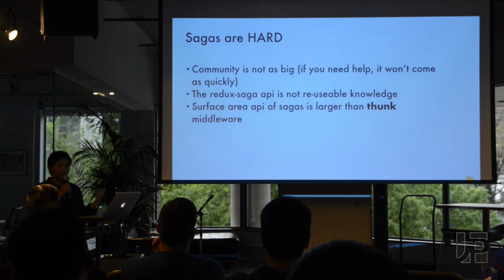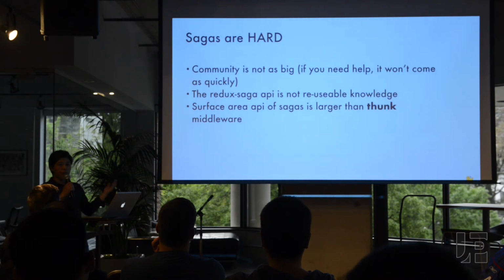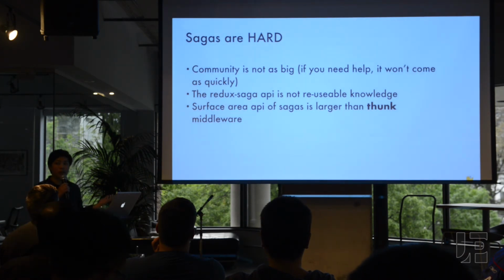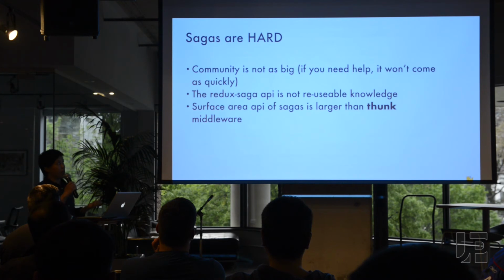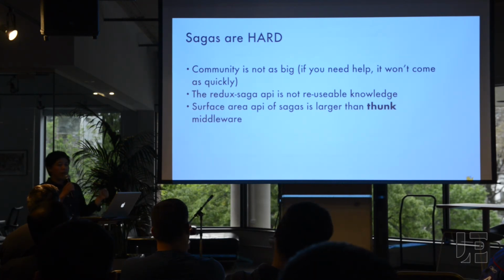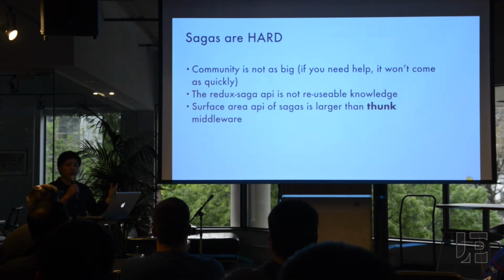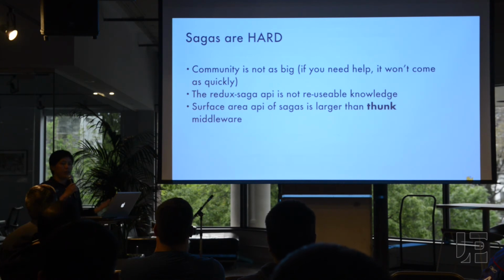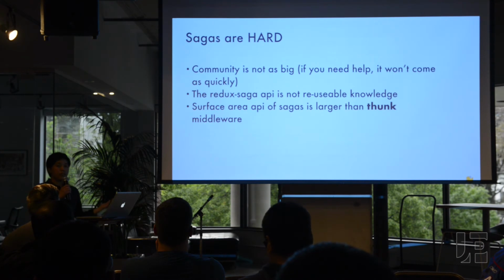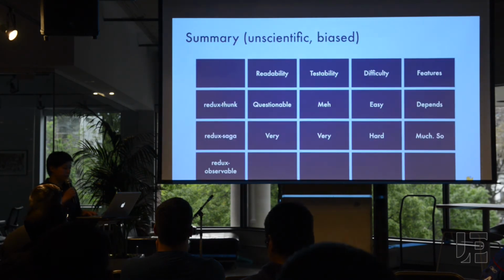So the downside of Redux Saga is the community isn't as big, which means that if you run into problems using it, you're not going to get as much help, which kind of sucks. We've all been there, we've used a new library and we have a question, there's just no answer, right? It is getting more popular though. The other problem is the API is not reusable knowledge. Once you learn the Redux Saga API, you read through all the docs, it's not knowledge you can apply to other libraries. Also, the surface area of Redux Saga is just bigger than Thunk, so it takes you longer to learn in general.